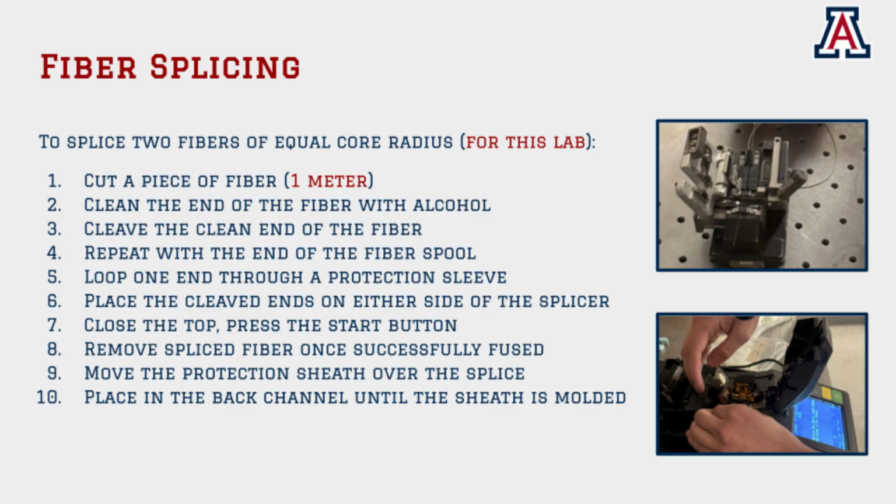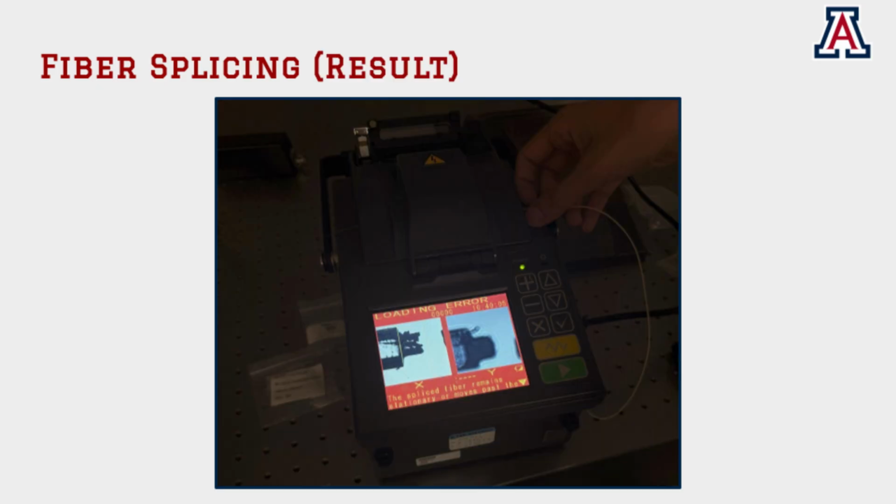Our cleaves were successful, but when the arc was applied, the ends burned or misaligned, and the machine couldn't complete the fusion. This is usually caused by calibration issues, incorrect arc power, or damaged alignment systems, which explains why we couldn't obtain valid splice loss data.